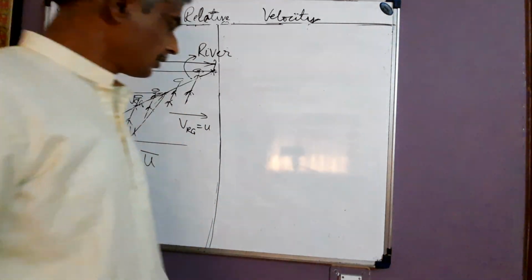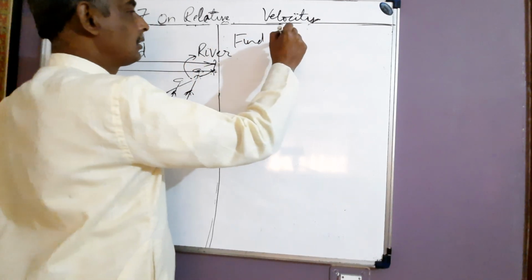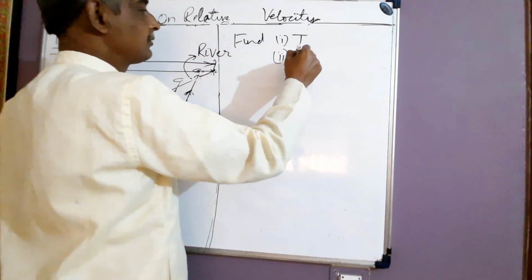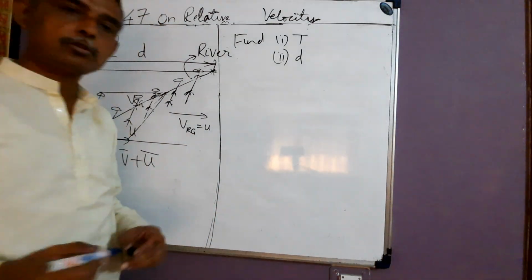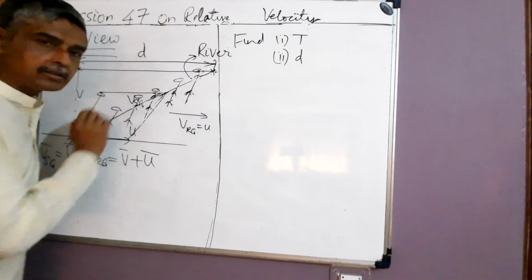Now we have to find, first, what is T, and second, what is D, the drift of the swimmer. Okay, these two things we have to find out. All right, I'll rub this to make it slightly clear.